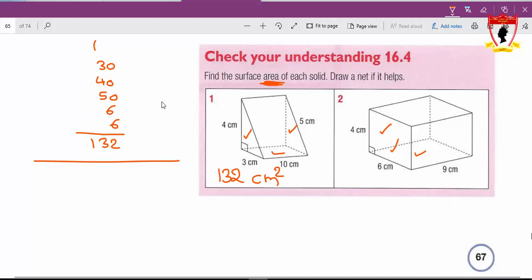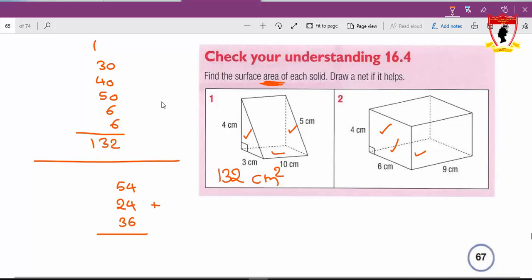9 times 6 is equal to 54, plus this rectangle is 6 by 4. 4 times 6 is equal to 24. And the back is 4 by 9. 4 times 9 is 36. This is enough. Or you can just manually find the area of the other rectangles and add all the 6 faces together. Or just like now, find the area of the 3 of them and then multiply this result by 2.